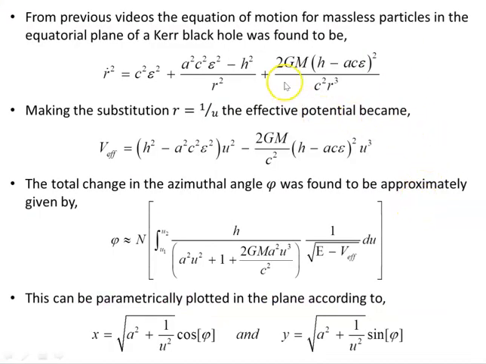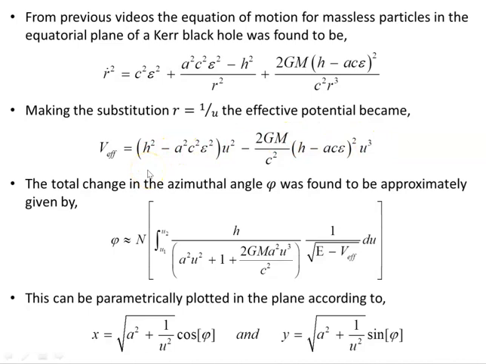Here we are. So from previous videos, the equation of motion for massless particles in the equatorial plane of a Kerr black hole was found to be this equation of motion. Now, we rearranged that a bit, and made the substitution r as 1 on u, but when we did that, we left this constant term on the right, and we took these two terms here, the second and third term, over to the left-hand side. Then we made the substitution r as 1 on u. And here's our effective potential for a massless particle.